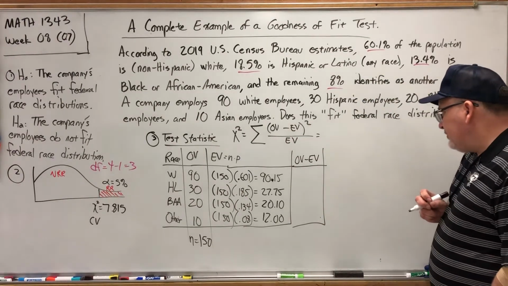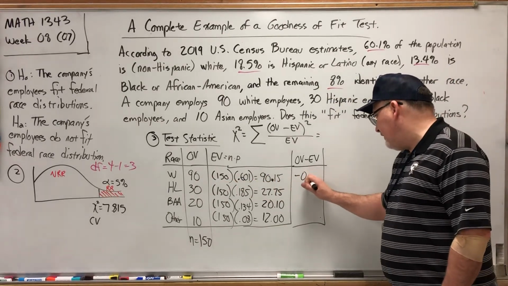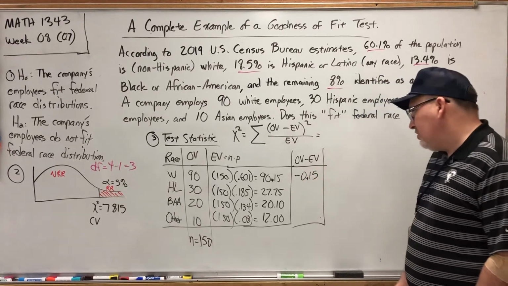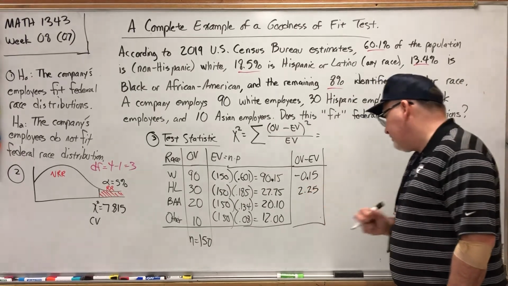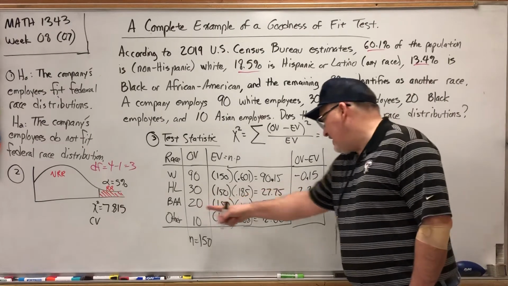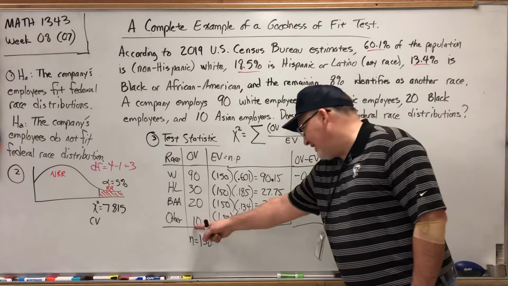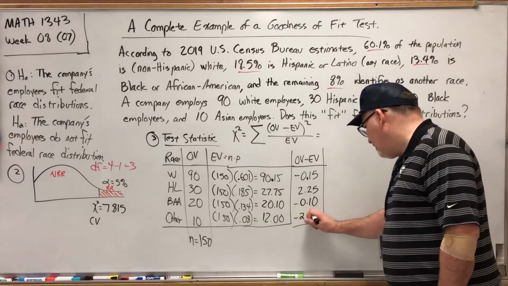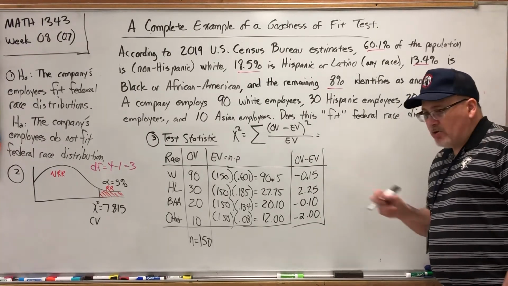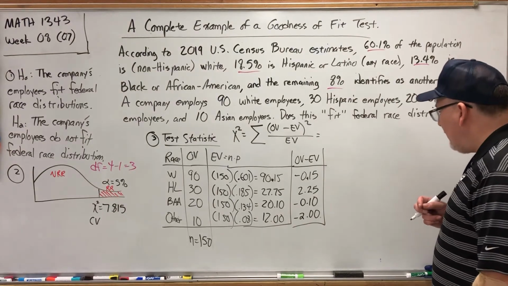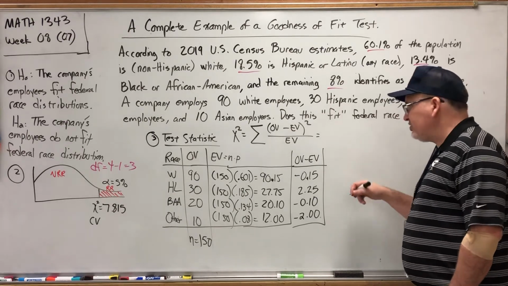All right, so observed minus expected. 90 minus 90.15 is negative 0.15. Don't need a calculator for that. 30 minus 27.75 is 2.25. Don't need a calculator for that. 20 minus 20.10 is negative 0.10. And then 10 minus 12 is negative 2, or negative 2.00. You may notice if we add all these up, they'll be 0. If you think about it, it has to be. But by calculating the differences in our table, it'll make it a little bit easier to set this up.